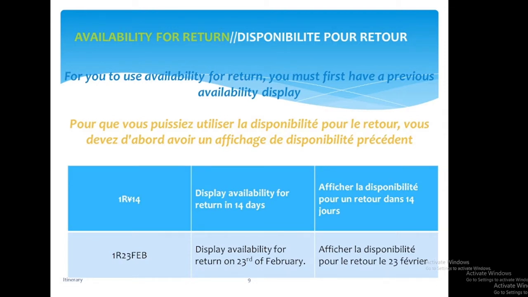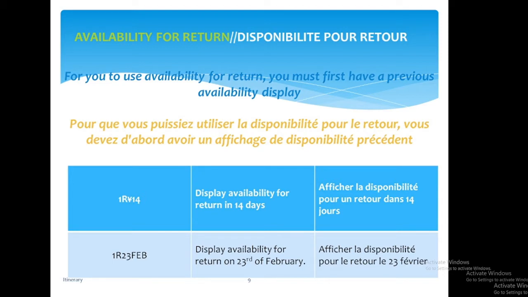Alright, now if you have displayed availability for going, which is the first one, and you want to display availability for return, you don't need to put the long code again. You just do 1R and the date, or 1R Cross of Lorraine and the number of days. If a passenger comes and tells you they want to spend 14 days, just put 1R Cross of Lorraine 14.